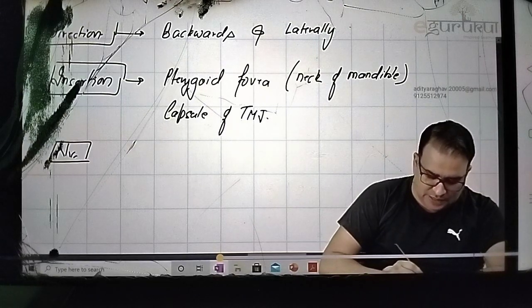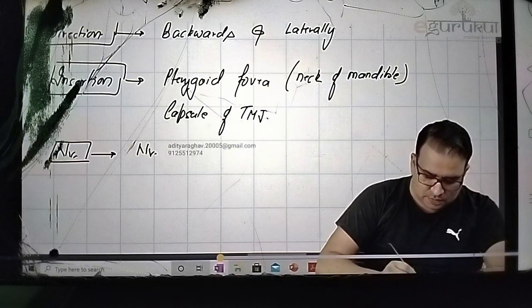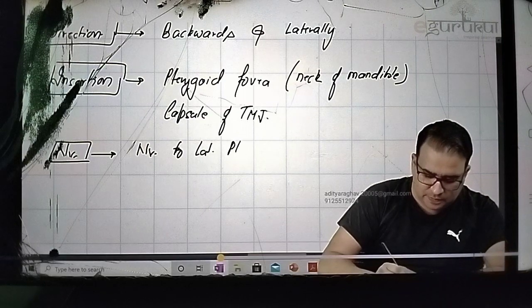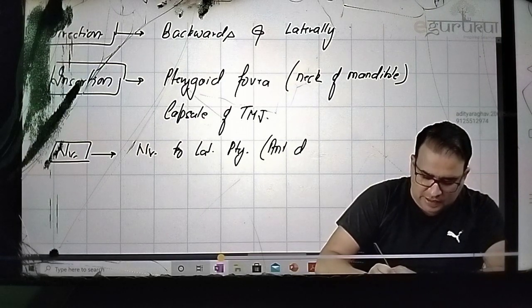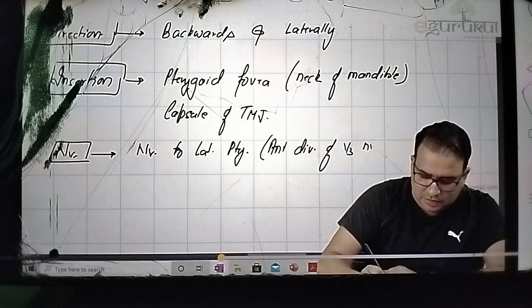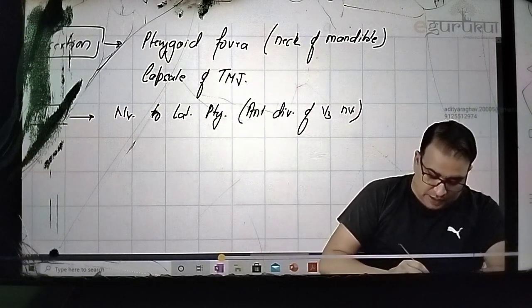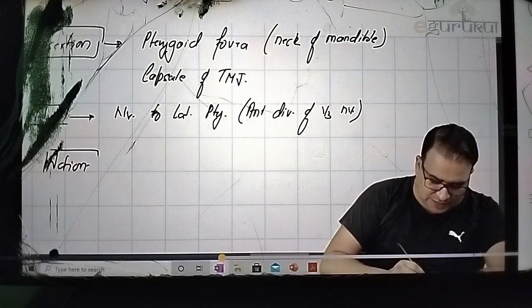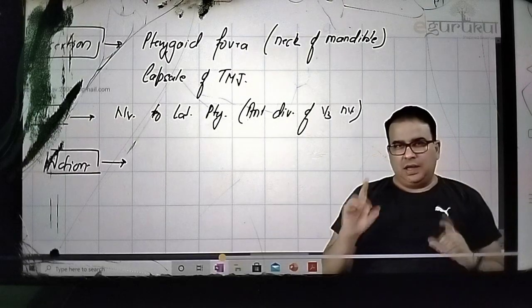Nerve supply, again, no surprises there. Lateral pterygoid is supplied by the nerve to lateral pterygoid, which is again coming from where? It is again coming from the anterior division of the mandibular nerve. And finally, action. The main thing is the action. Now, look at this, guys. Let me show you this muscle once again.